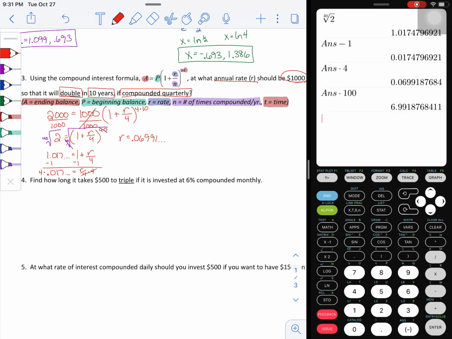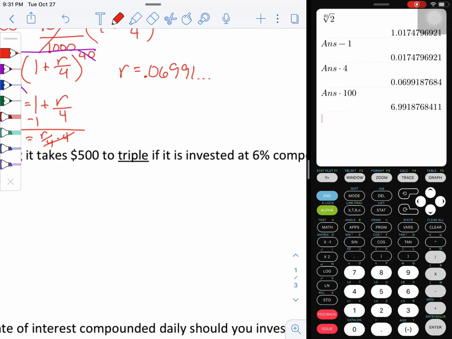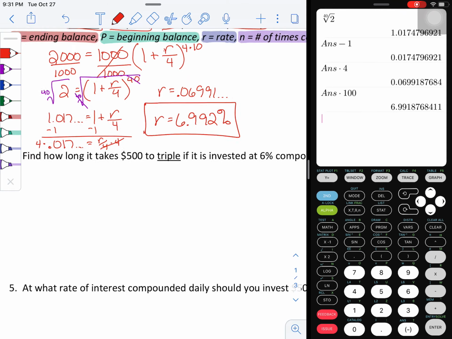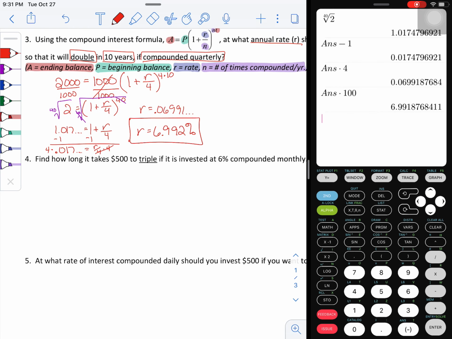I'm going to go ahead and use the rounding that we had in the last problem, which was to 3 decimal places. So our rate here is equal to 6.992%. Depending on what decimal you're asked to round to, just make sure it's appropriate for that decimal. All right, so problem number 3 is all done.